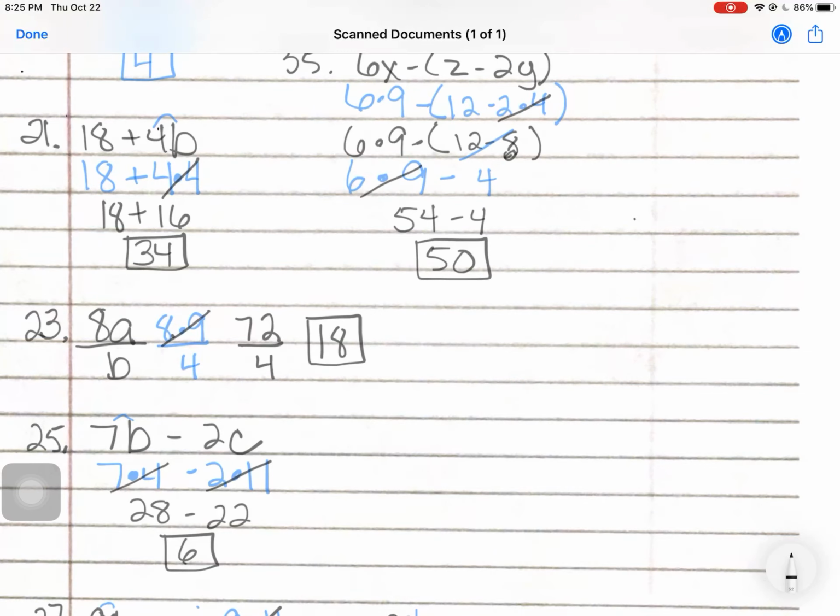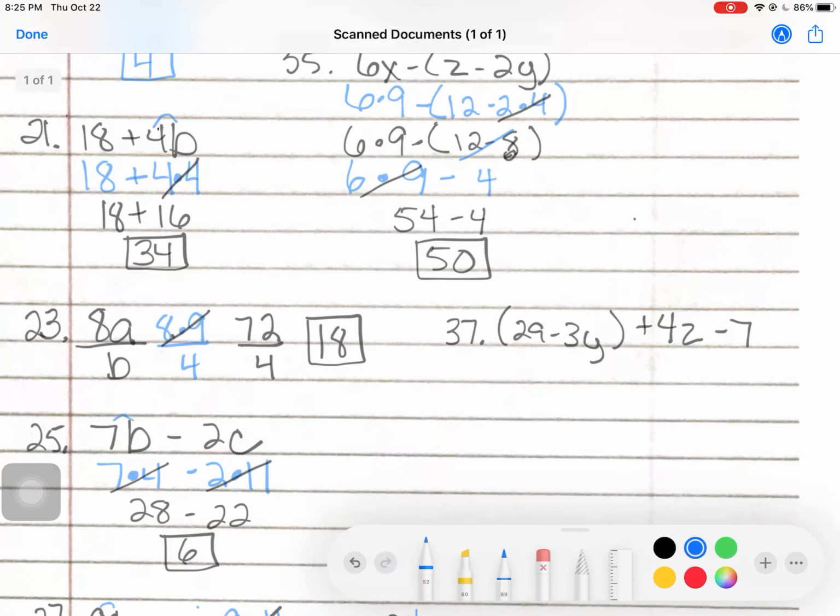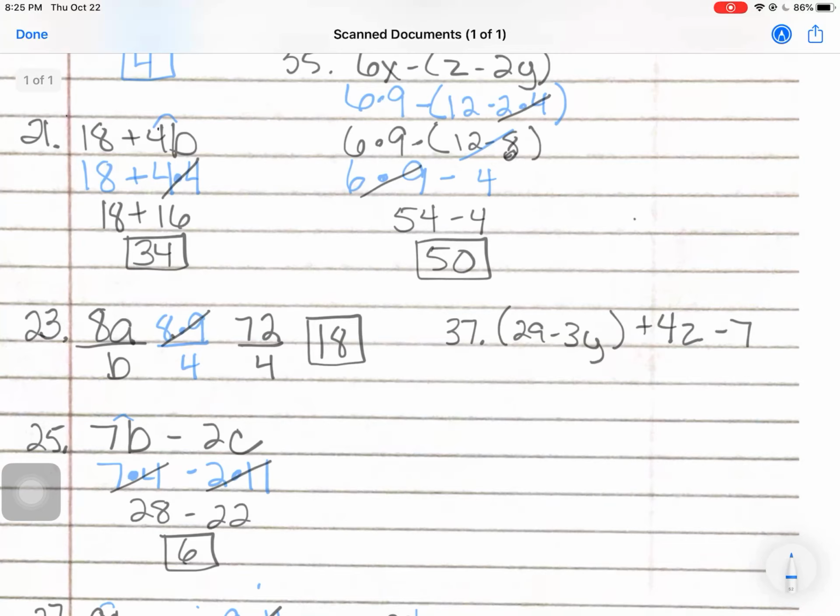All right, once you get into the science classes, I can't remember if I said this already. Once you get into the science classes in 8th grade, 9th grade, beyond, you are going to be so appreciative that you've got these steps down because you're going to get some whoppers of some formulas and problems. All right, 29 minus 3y plus 4z minus 7. Let's just have you put in your answer, and then we'll see if your final answer matches, because there's a lot of steps in this one.